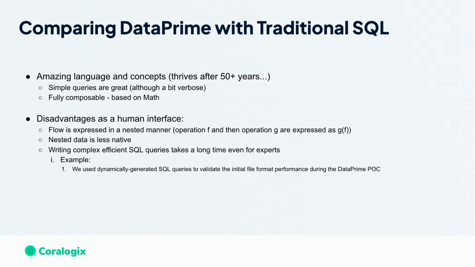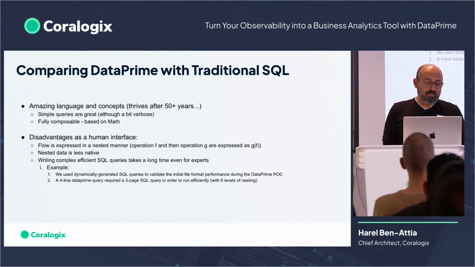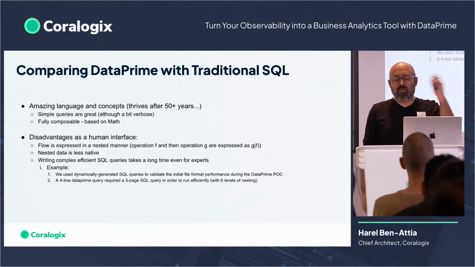I want to share it with you. When we wrote the DataPrime POC, in order to test the initial file format that we were designing, we dynamically generated SQL queries to Athena just to validate if the initial file format is okay for us. And a 4-line DataPrime query actually required 3 pages of SQL queries with 6 nesting levels in order to be efficient. And there are several ways to do that, etc.